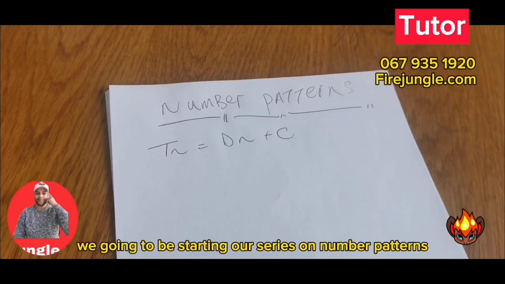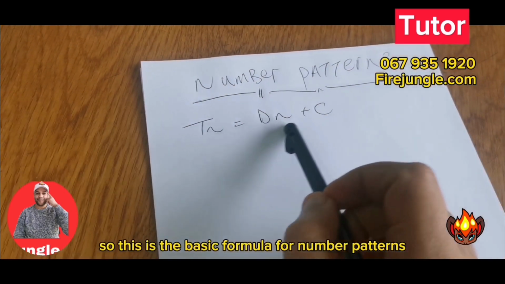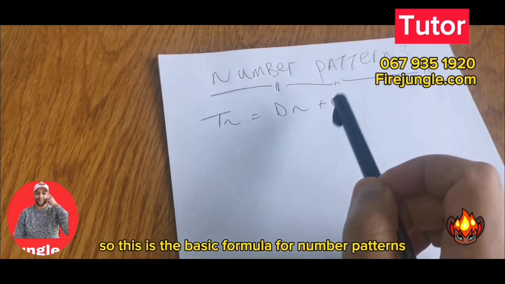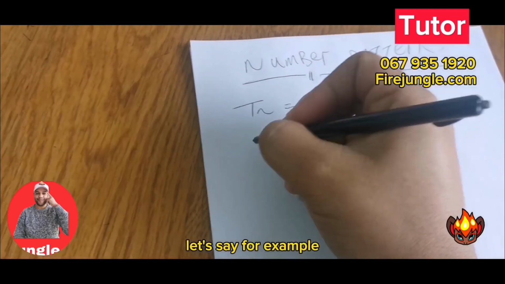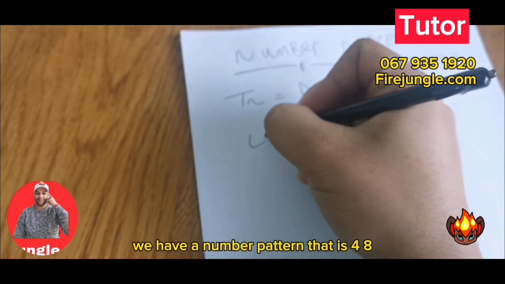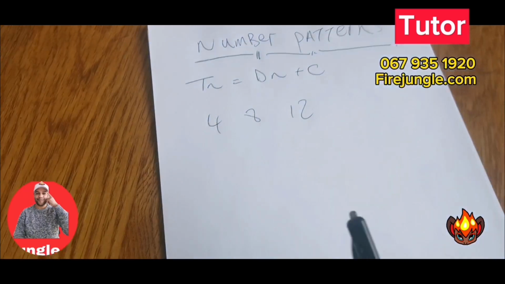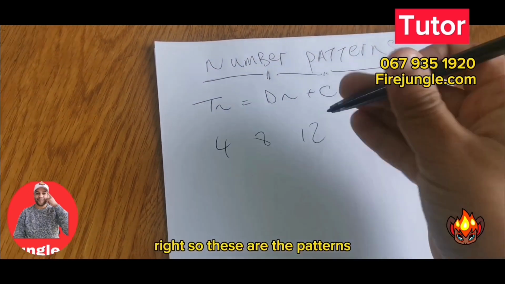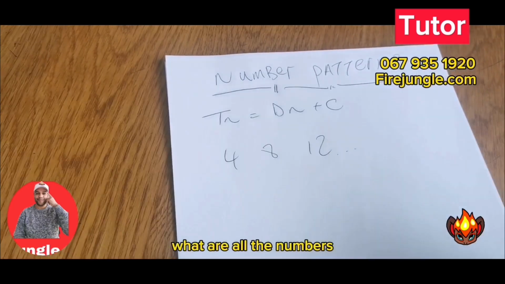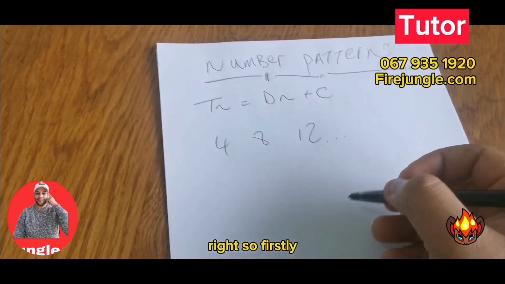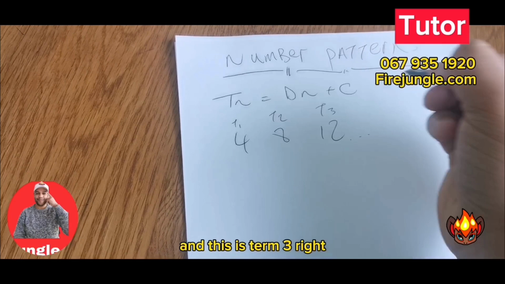Good day everyone. Today we're going to be starting our series on number patterns. This is the basic formula for number patterns. We would like to find out, given a specific series, let's say for example we have a number pattern that is 4, 8, 12. These are the patterns, and let's say we want to know what all the numbers in this particular number pattern are. Firstly, this is term 1, this is term 2, and this is term 3.